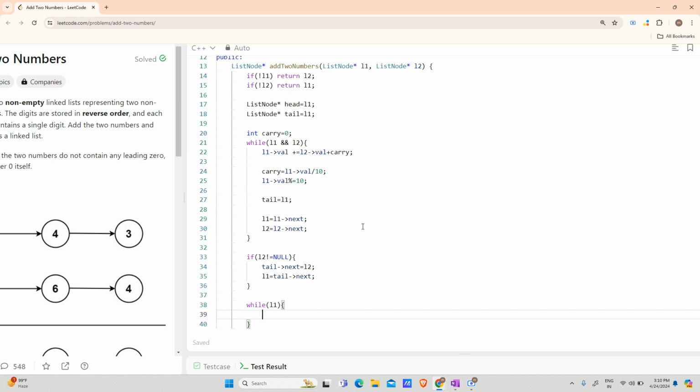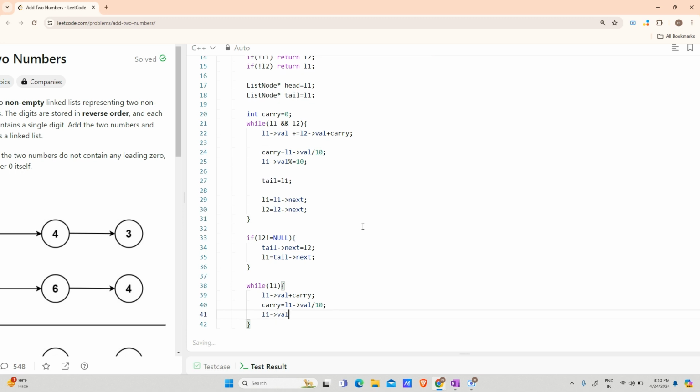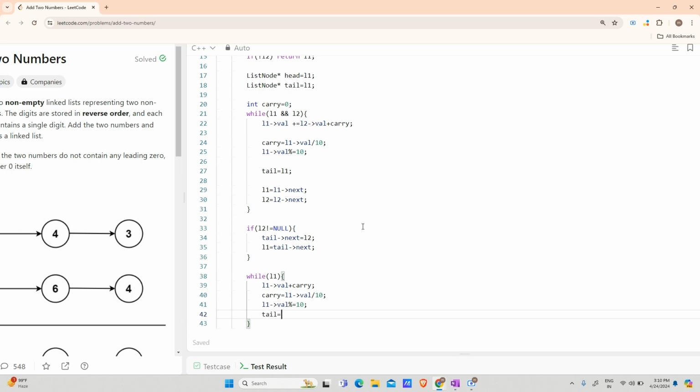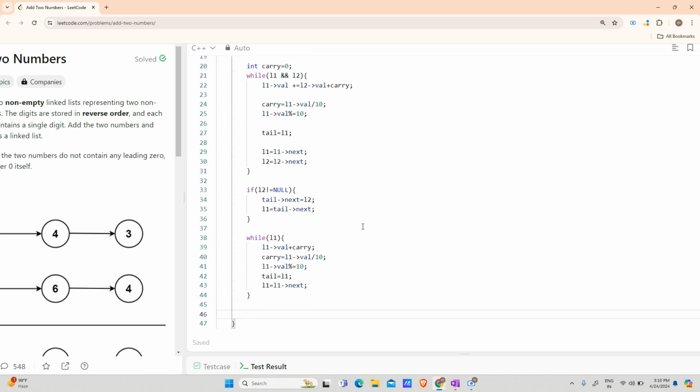So up till L1 is not null, same operations as above. Okay, plus equals carry. Carry becomes L1 value divided by 10. L1 value becomes modulo equals 10, and tail becomes L1, and L1 becomes L1's next, right? So these are the operations for the nodes only. Now the remaining problem is for carry. I will have to deal with carry also.